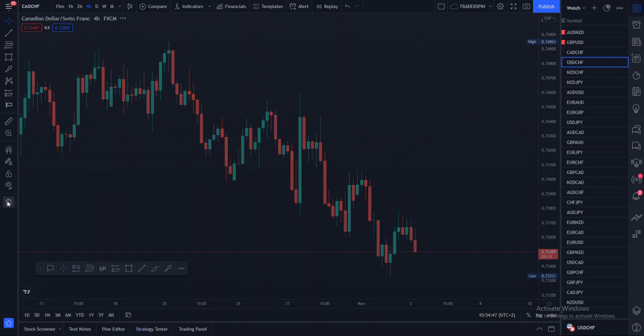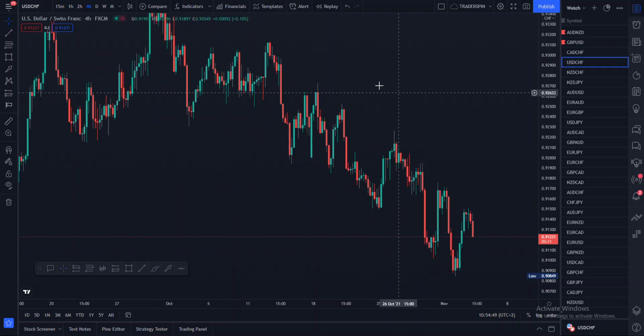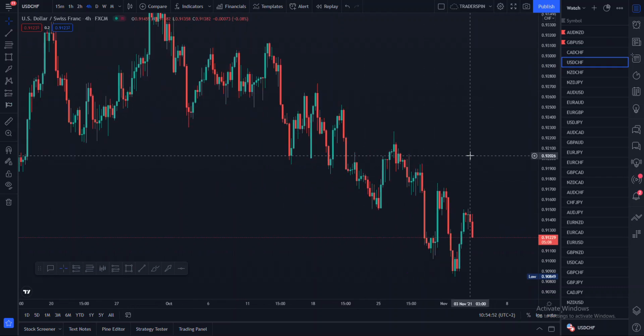So let us look at this nice bearish trend.